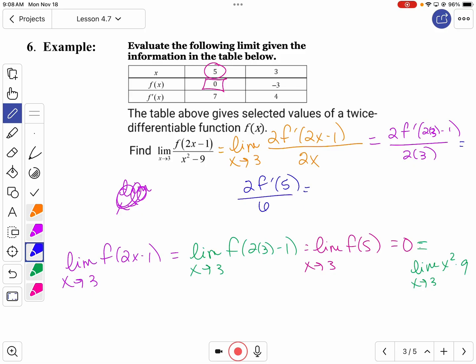What is f prime at 5? It is 7. We pull that out of the table as well. So it gives me 2 times 7 divided by 6, 14 over 6, which is 7 over 3. Ta-da! So we can even use L'Hopital with a table.